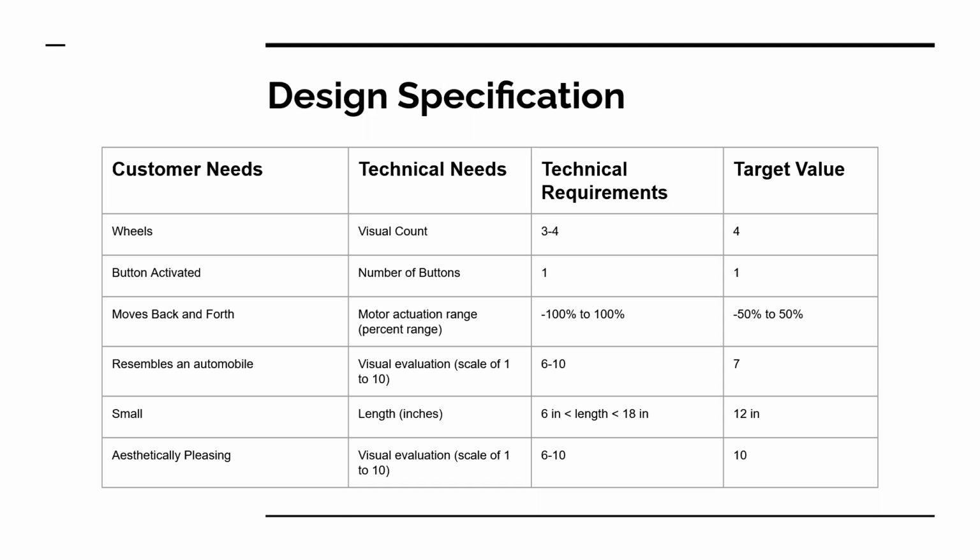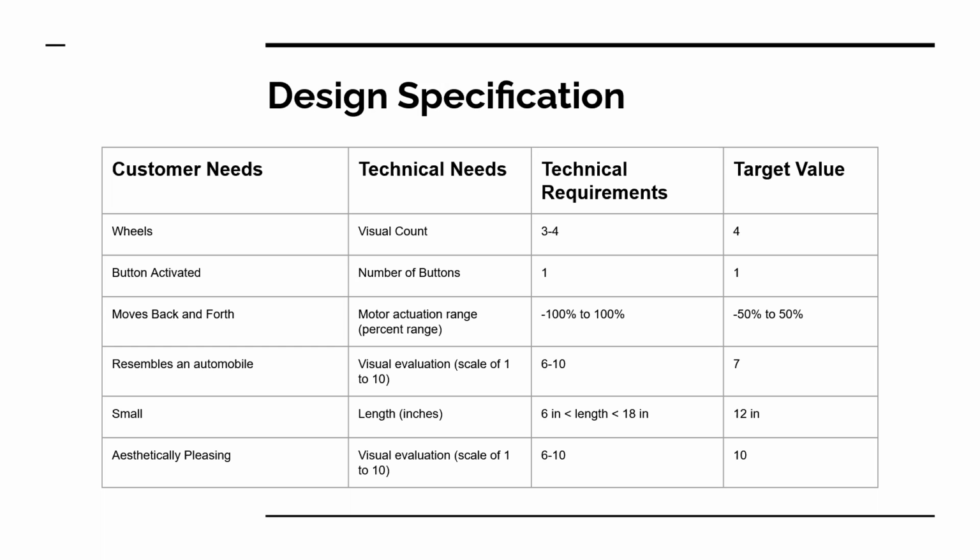On our technical needs design specification, we took the customer needs of the number of wheels, an activation button, back and forth movement, automobile resemblance, the size, and the aesthetics of it. So we measured wheels with visual count. It had to be between 3 and 4, and we had a target value of 4.